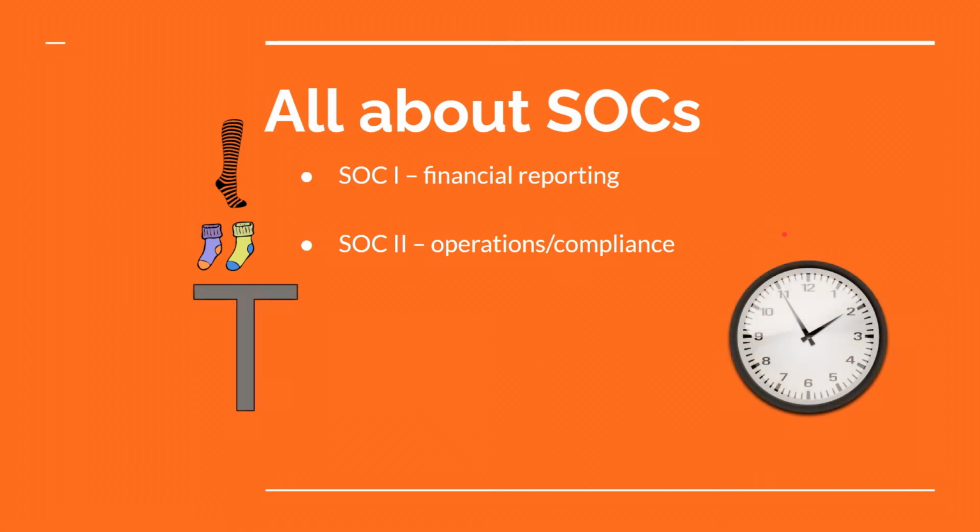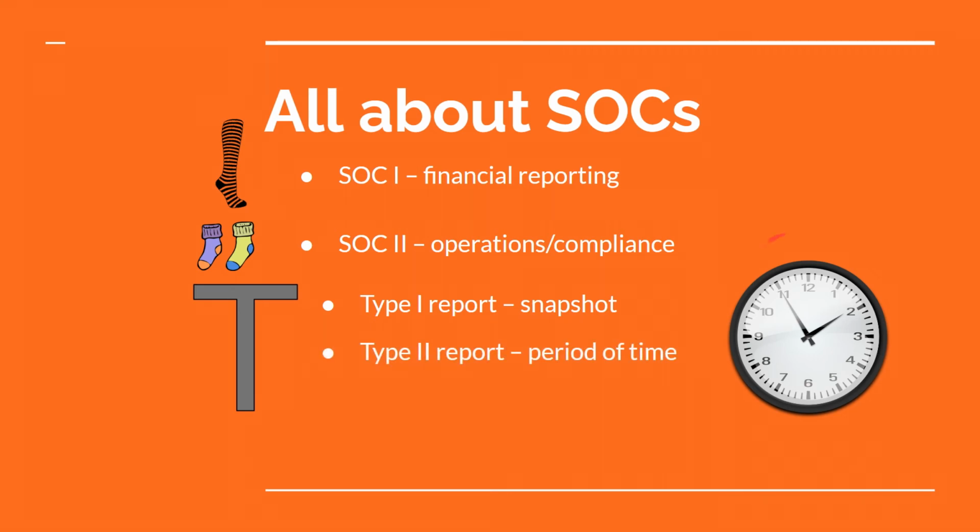Then when you get into the types of reports, you're talking about a time frame or a point in time. So for example, a type 1 report would be a snapshot, and a type 2 report would be a period of time. So for example, it would be maybe a 6-month period, whereas a snapshot would be as of a certain date. And you can have a SOC 1 audit and a type 1 report, and you could have a SOC 2 type 1 report and a SOC 2 type 2 report, or a SOC 1 type 1 or a SOC 1 type 2.